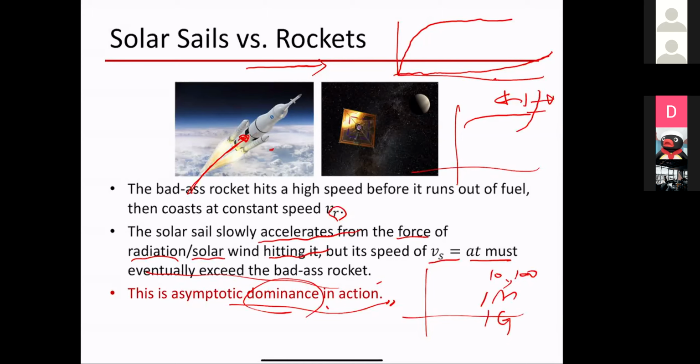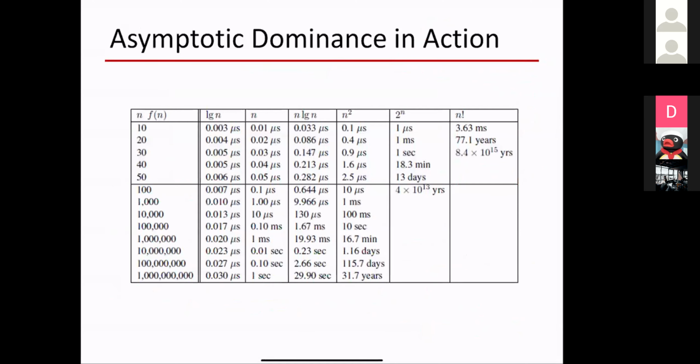Okay, so we care about this big number, not small numbers, small points. So, asymptotic notation, asymptotic dominance in action. For a function of n, when the file sizes keep increasing, if your function runs in log n, it still maintains a microsecond, even if your input is 1 billion. If your function runs in n time, it takes about 1 second, even for 1 billion.